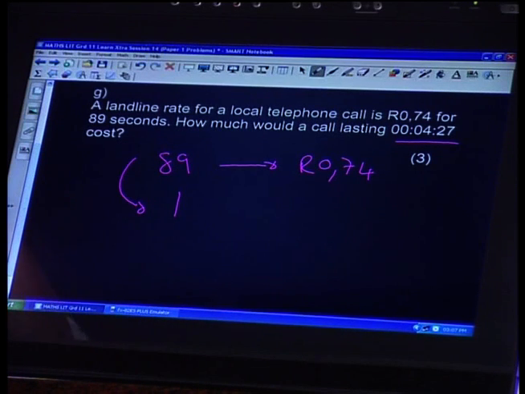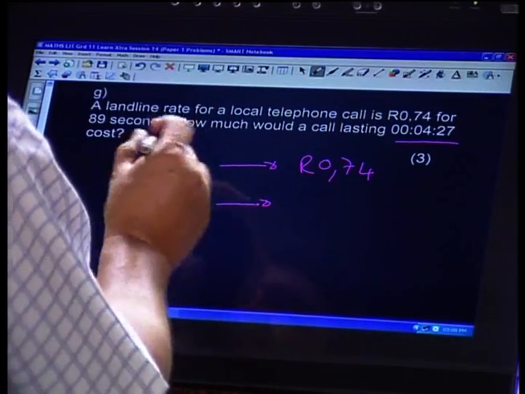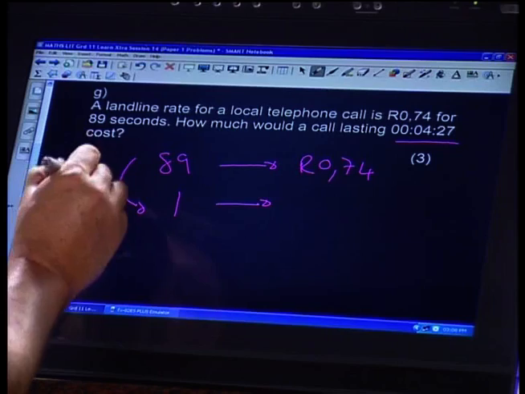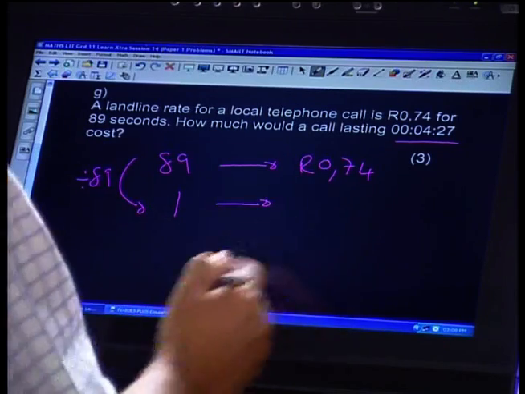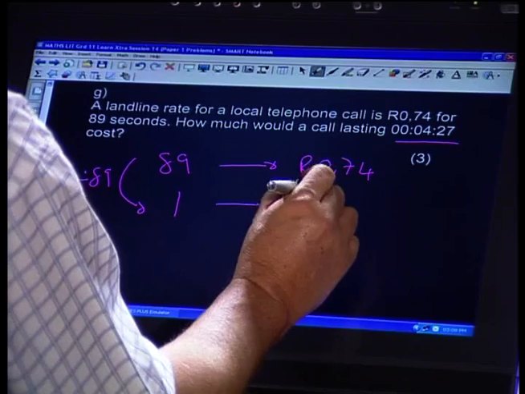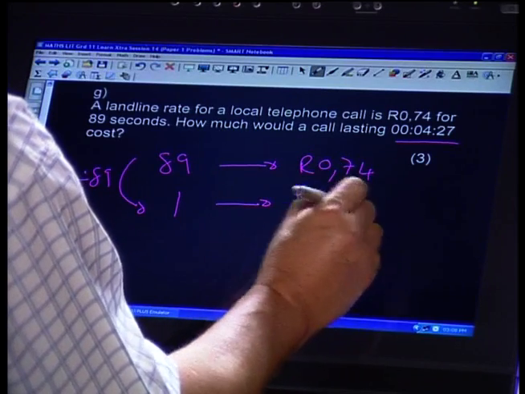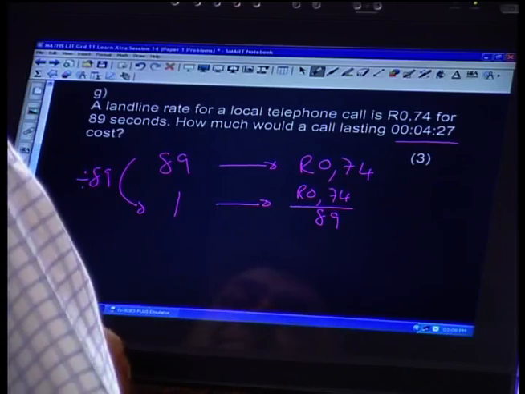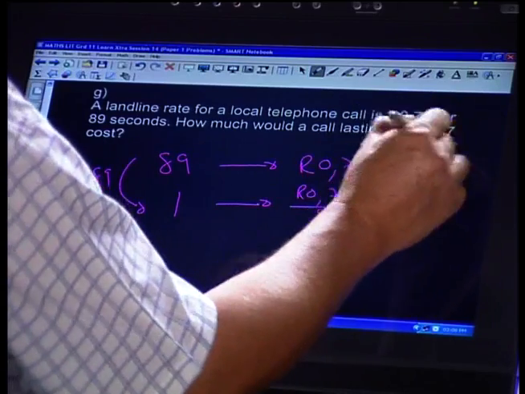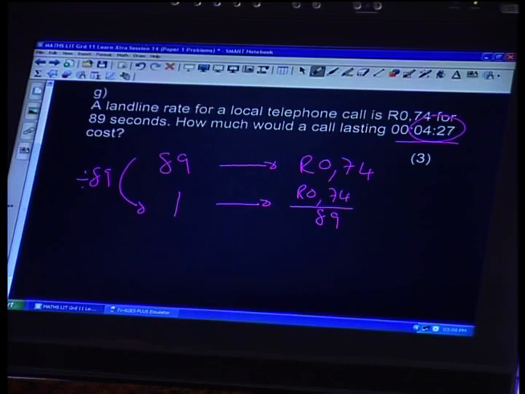Remember earlier we had a question on ratio and rate, and I said one of the biggest hints I can give you is always find the value of 1. So we got 89 seconds. Well, how much is 1 going to cost me? Well, how do I do that? Well, to get 89 to 1, I divided it by 89. Let's do the same here. I'm going to say I've got 0.74 divided by 89.